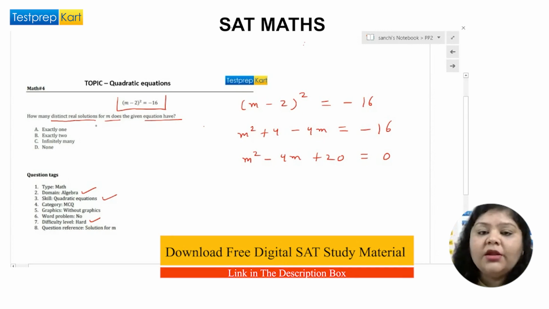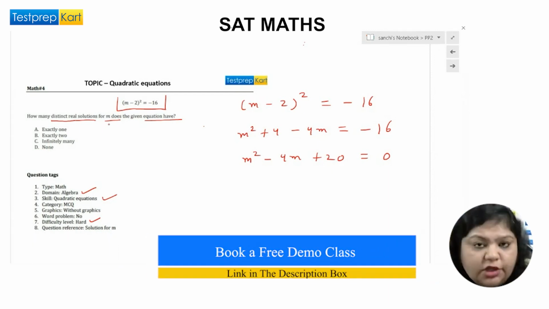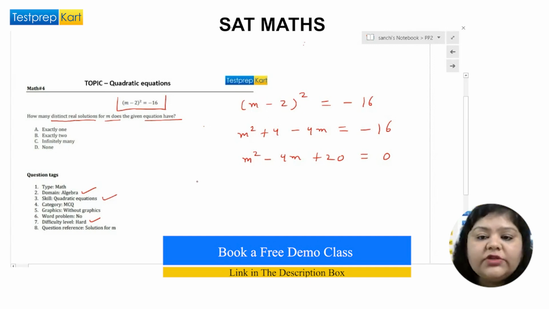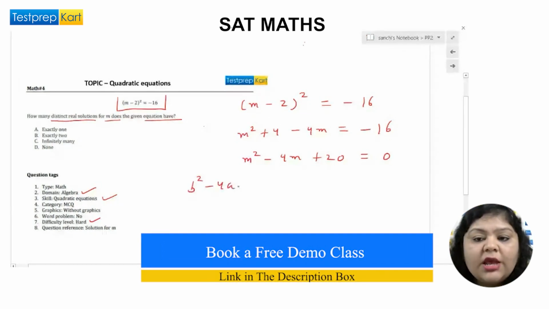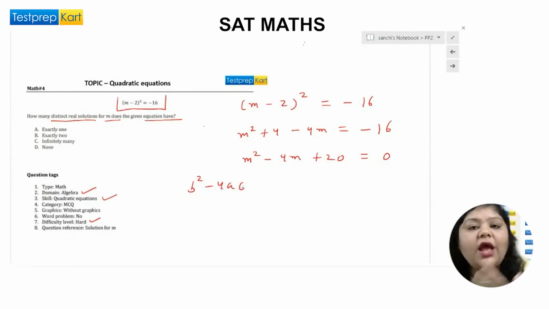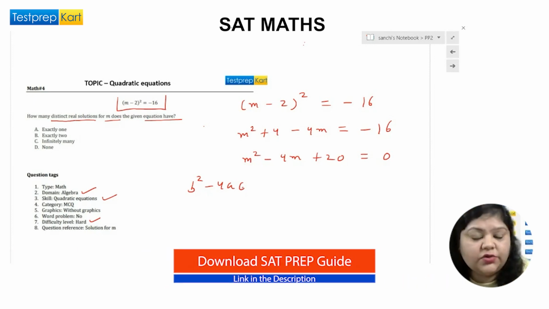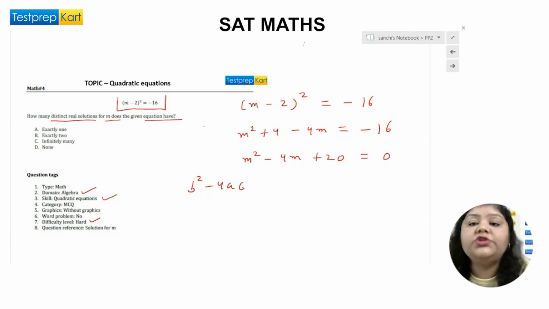Now the question is saying this will have the real solution. Real solution means what? First of all, you should check the value of b square minus 4ac. Because on the value of this b square minus 4ac, we can say whether it will have a real solution, and if it is real, whether it will have distinct roots or equal roots, or even if it can have imaginary roots. So in order to find how many real solutions are there, you need to check the value of b square minus 4ac.